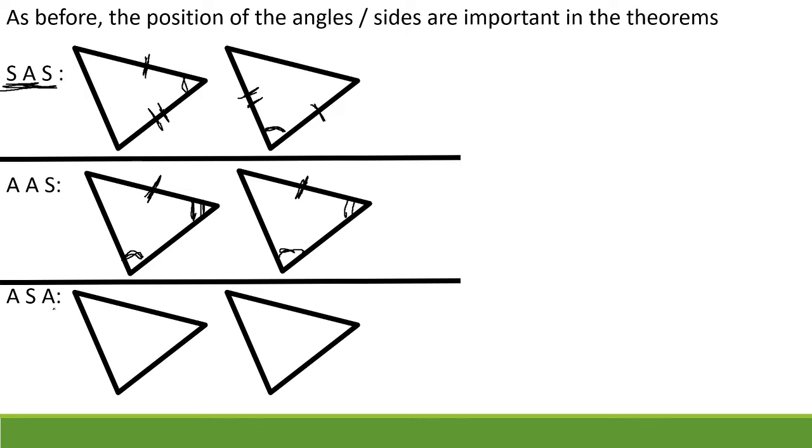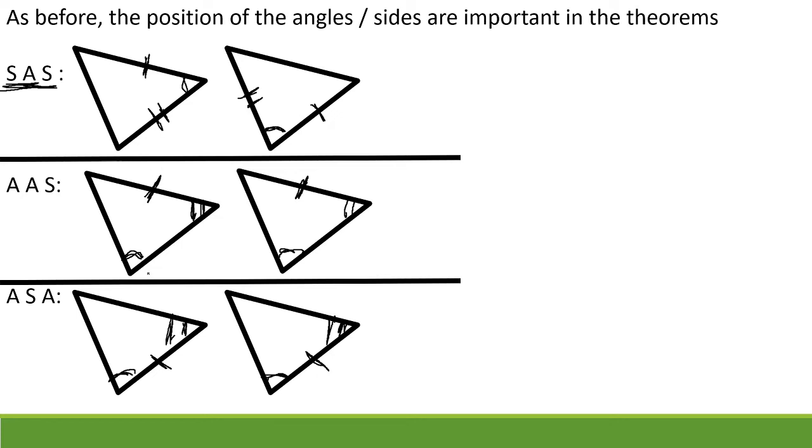Angle side angle would be something like this. You have matching angle here, matching angle here, matching angle there, and then you have this side right here in the middle. So this time you also have two angles and a side, but this side is in between the two angles, whereas the other side is not.